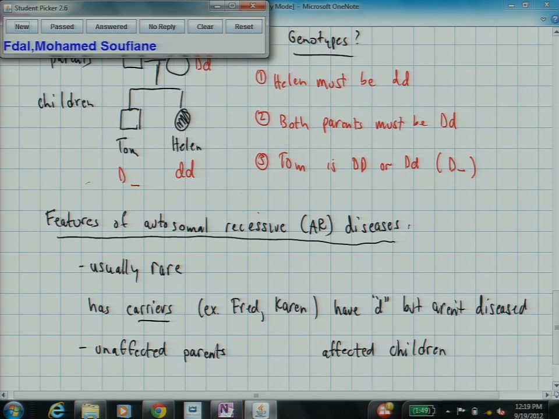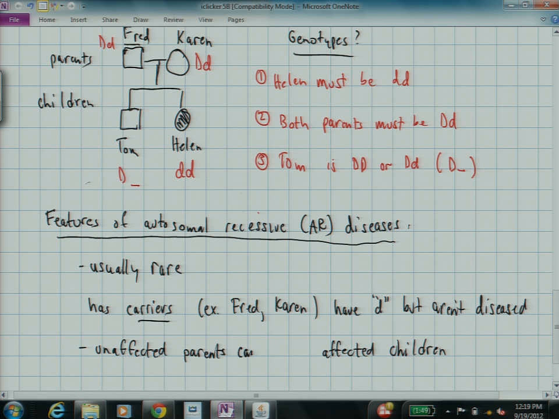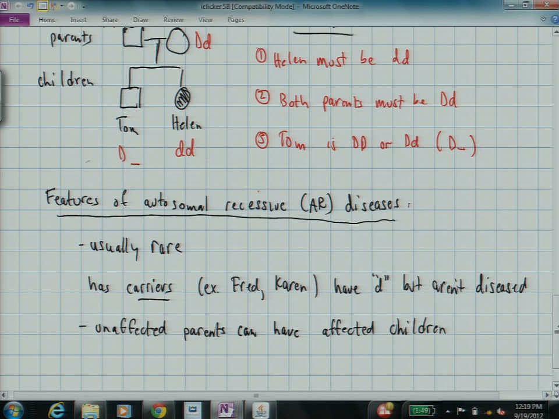They could have, okay? I'm in 100% agreement with that. Is it certain that they'll have affected children? No, it depends. But they can have. So thank you, Mohammed. Answered. So can have affected children. All right, cool.